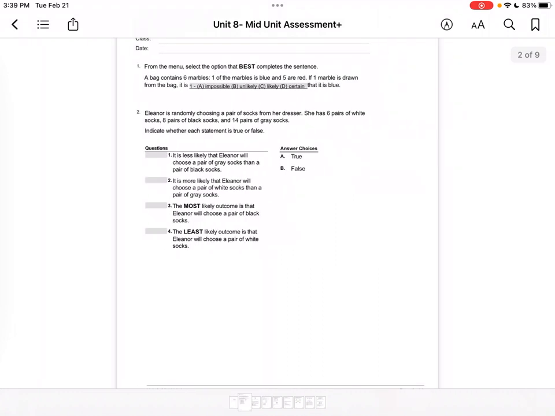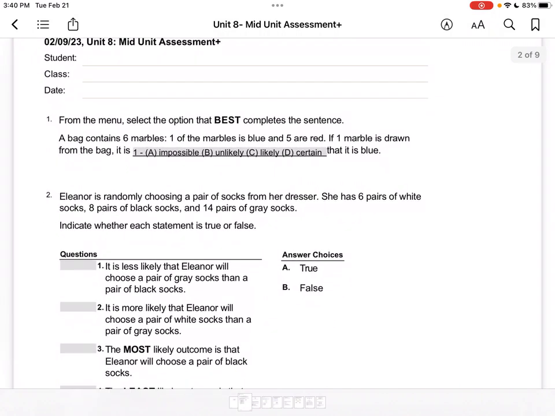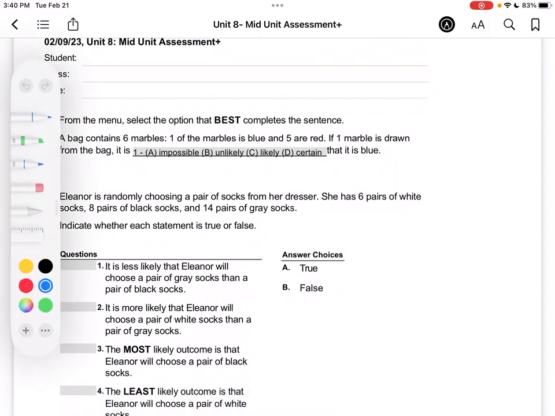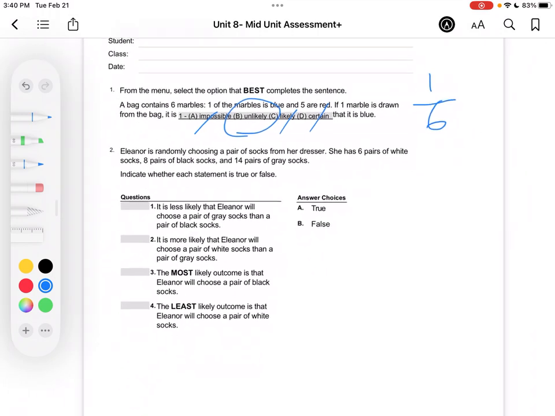So the first one, it was talking about a bag containing 6 marbles. One of the marbles was blue, the rest were red. If one marble was drawn from the bag, what is the chance that it will be blue? Well, I know that 1 out of 6 total marbles is blue, so it's not impossible, it's not certain, and it's definitely not likely, so it should have been unlikely.